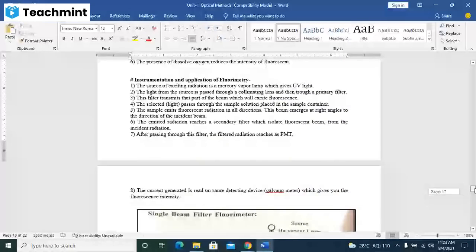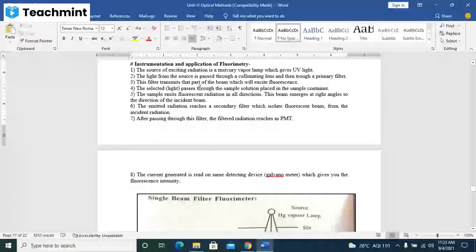तो क्या होता है, आपको पता है कि light from the source is passed through the collimating lens and then through a primary filter. This filter transmits that part of the beam which will excite fluorescence. The selected light passes through the sample solution placed in the sample container. The sample emits fluorescent radiation in all directions. This beam emerges at right angles to the direction of the incident beam. The emitted radiation reaches a secondary filter which isolates the fluorescent beam from incident radiation. After passing through this filter, the radiation is received by the PMT. The current generated is read on a detecting device called a galvanometer, which gives you the fluorescence intensity. This is the instrumentation of the single beam fluorimeter.